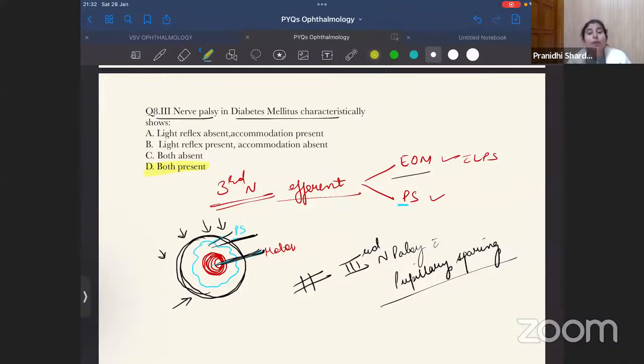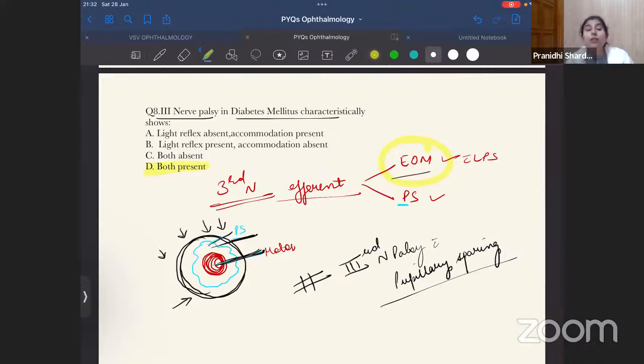This is important because if the question is asked about an ICSOL, an intracranial space occupying lesion, then both light reflex and accommodation will be gone because it will affect the parasympathetic supply. But in diabetes, it will only cause ptosis or the extraocular muscle palsy, not pupillary involvement. It is third nerve palsy which is pupillary sparing.